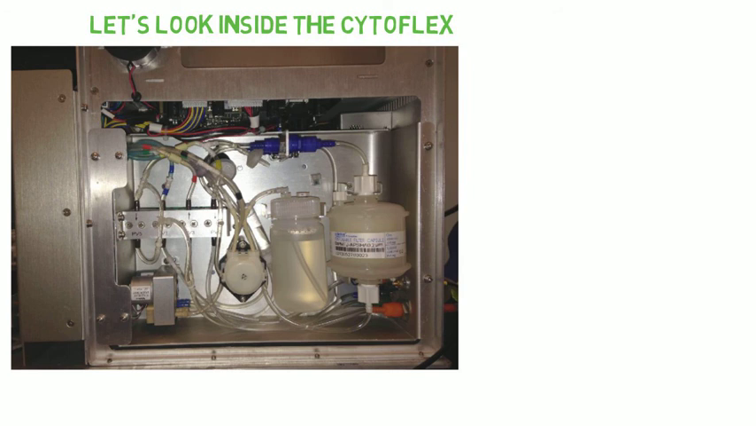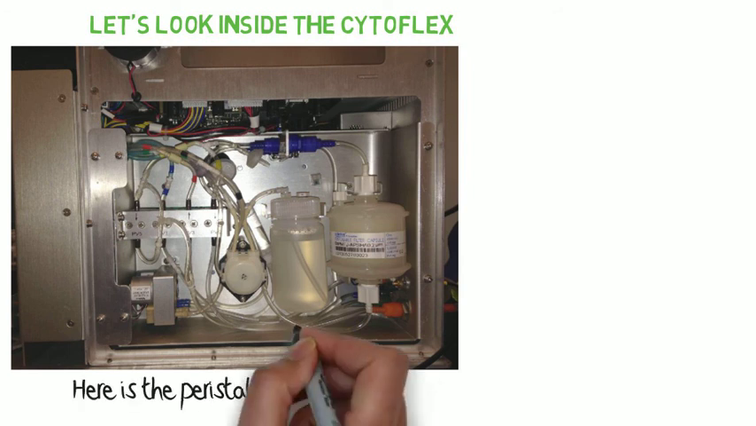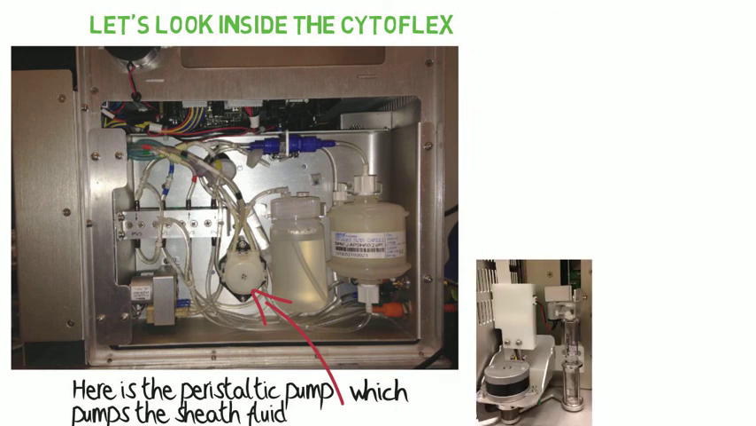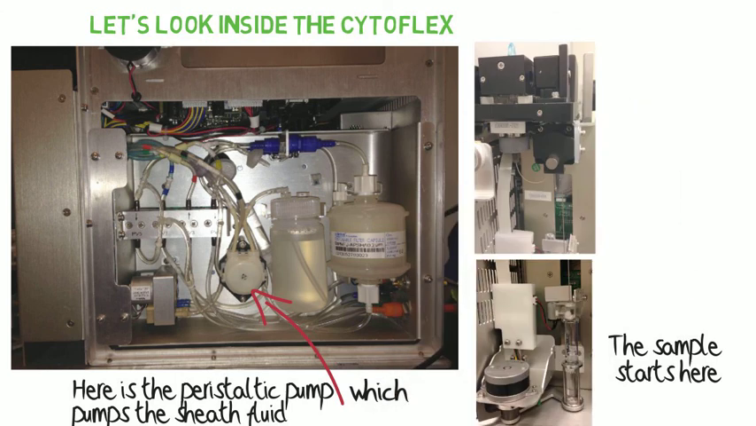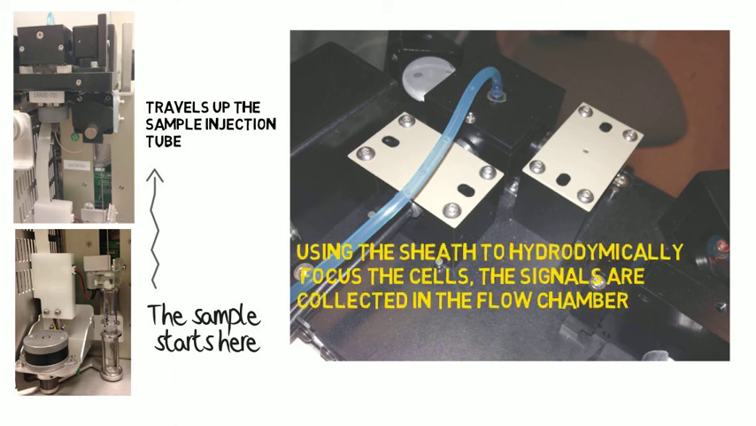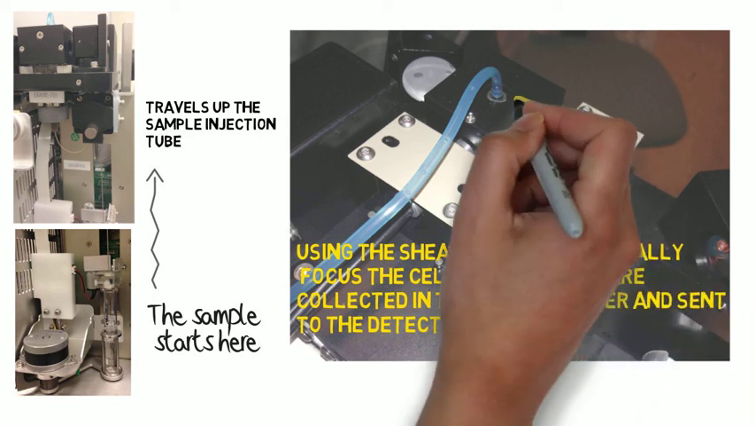Let's look inside the CYTOFLEX. If we go through the fluidics of the CYTOFLEX, we see the peristaltic pump is here in the center of the instrument. The sample is collected from this sampling station and transferred to the flow chamber, where the hydrodynamic flow creates a nice single particle stream passing by each laser line and out to the waste station.